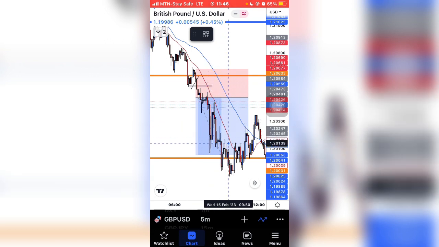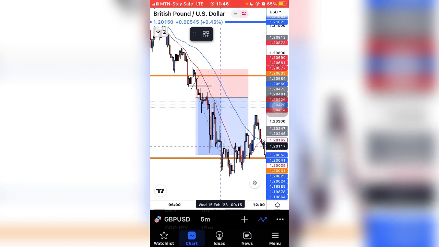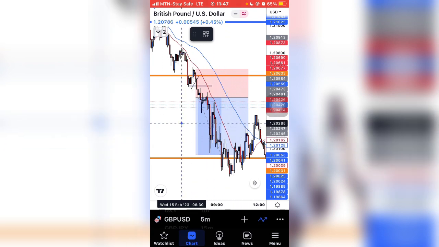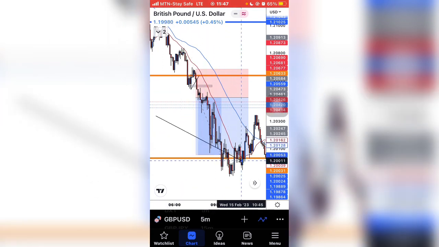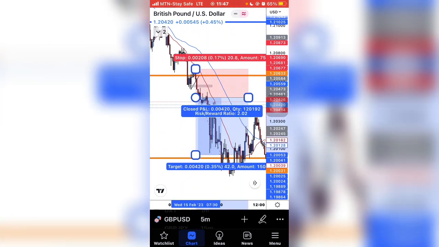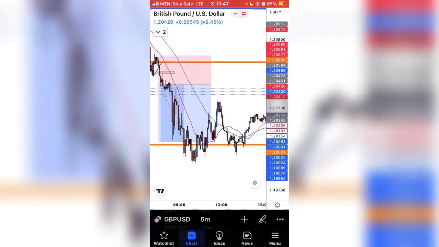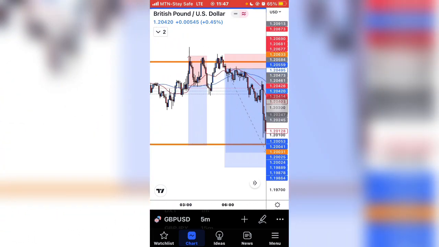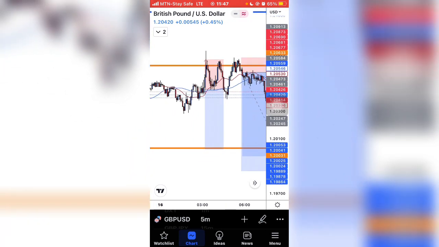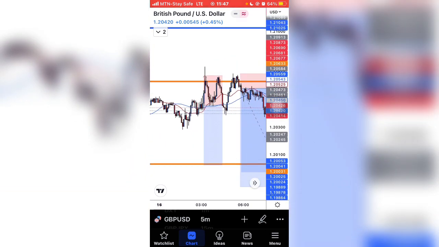I ended up closing this trade in profit. It went to hit my TP, and that was a nice trade. I caught 42 pips on this one. So the next trade was on the next day. Yeah, the next day I took another trade, which ended up in a loss.